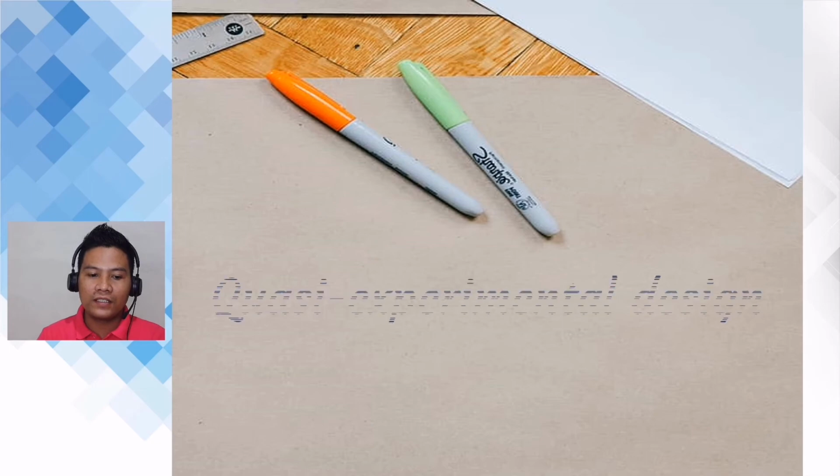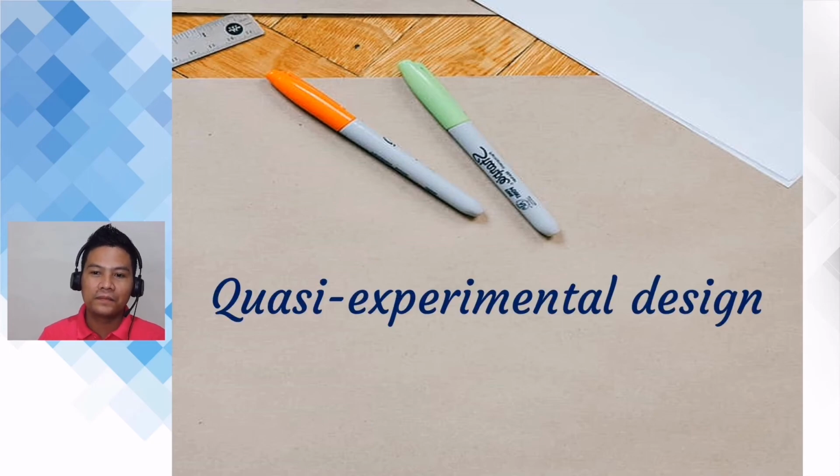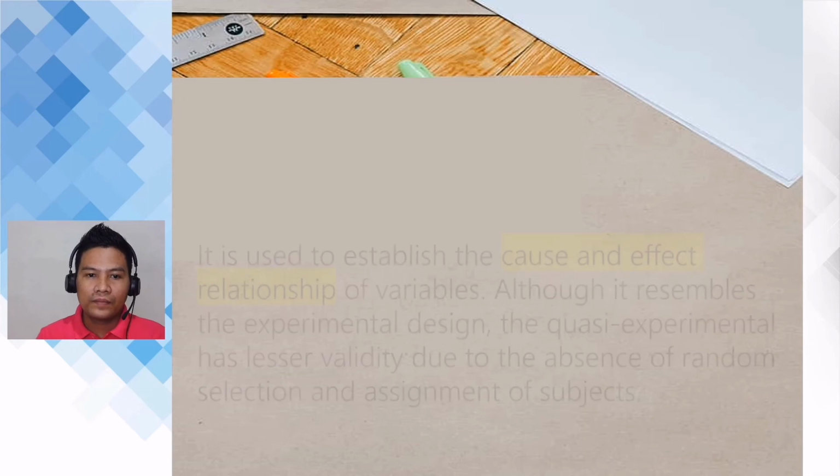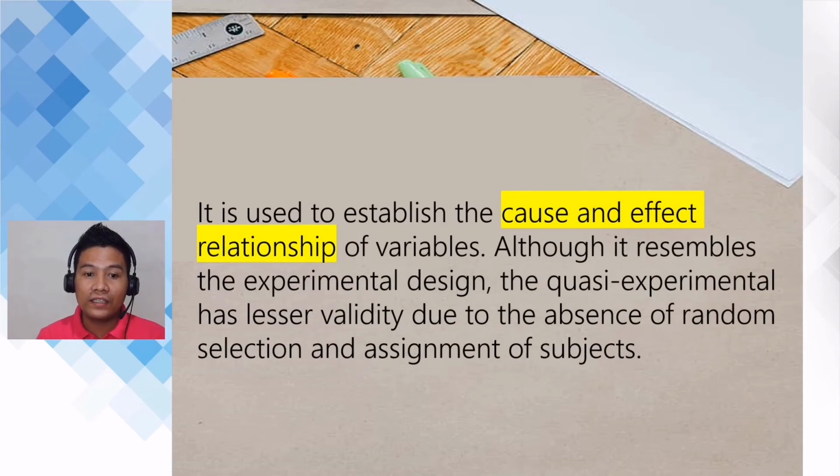The fourth one is the quasi-experimental design. It is used to establish the cause and effect relationship of variables, although it resembles the experimental design. The quasi-experimental has lesser validity due to the absence of random selection and assignment of subjects. Here, the independent variable is identified but not manipulated. The researcher does not modify or change pre-existing groups of subjects.